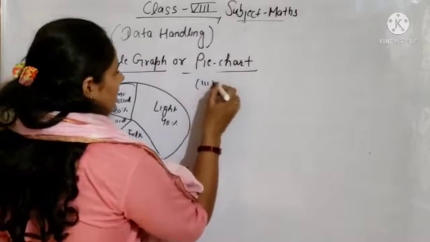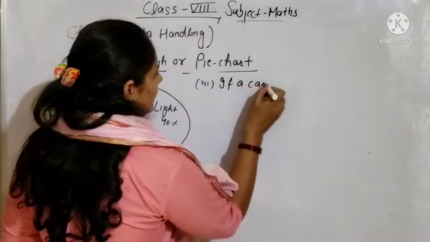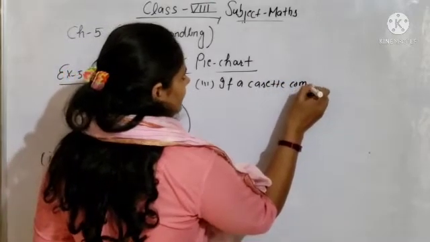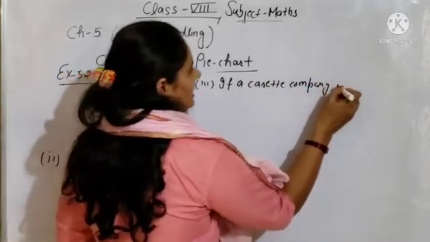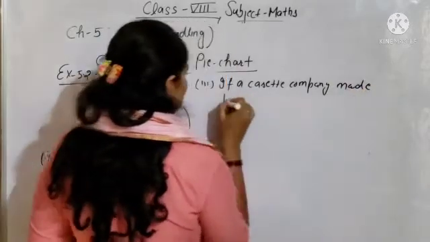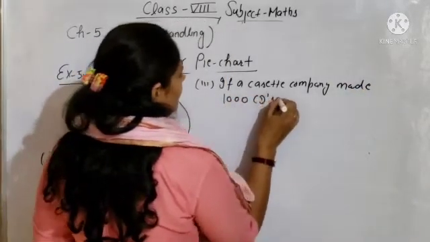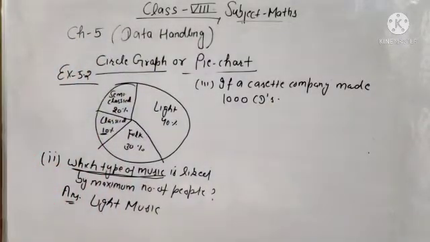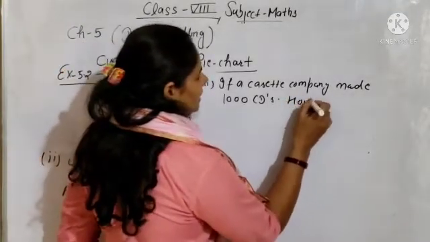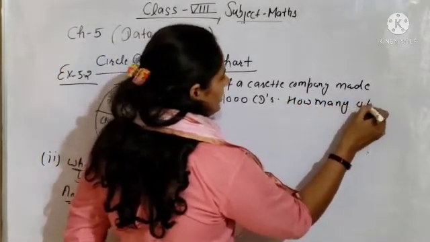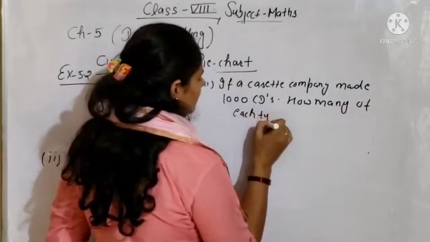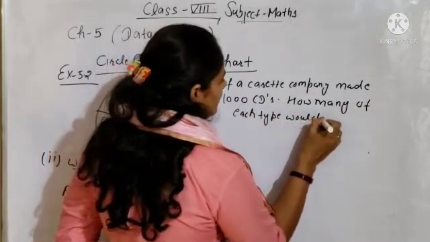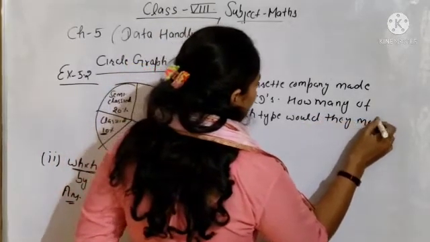Third, if a cassette company were to make 1000 CDs, how many of each type would they make? Clear? Third part.